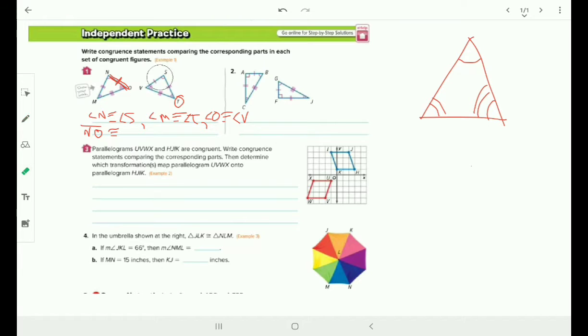However, I need to make sure that I put them in order, right? Since I went from N to O, one half circle to three half circles, then I need to do the same thing on my second triangle, one half circle to three half circles. So this one's going to be from S to V, right? I know that's kind of confusing in a sense, but we're just trying to make sure they're in order, okay? And I would keep going.